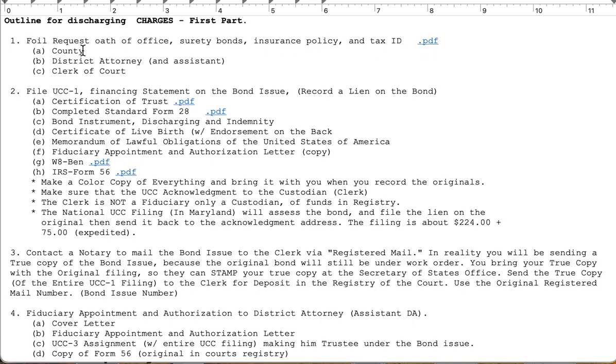I typically request, when it comes from the county, their tax ID number and any insurance policy that extends coverage to the county. When you do these requests, you're going to find out that counties usually have insurance policies. They have some government liability policy, and then they may have an excess liability policy. Sometimes they have about 2 different insurance policies.